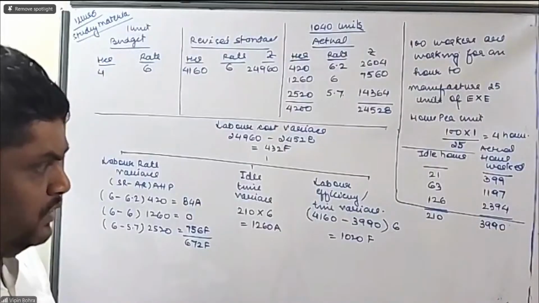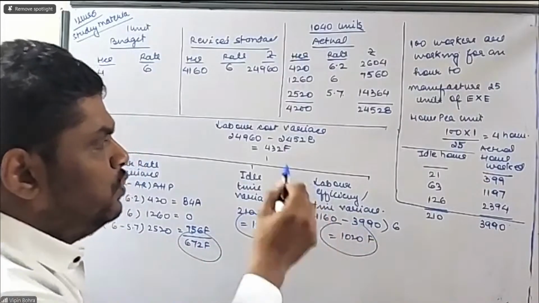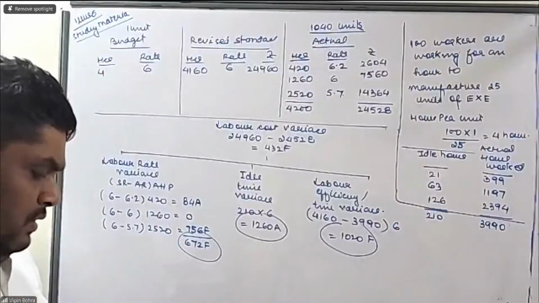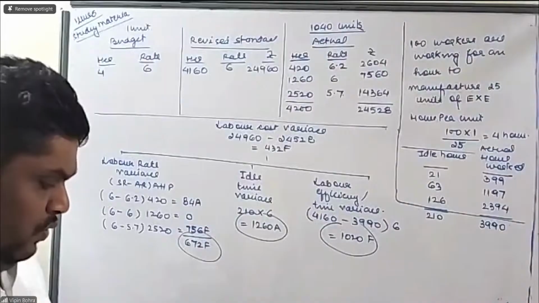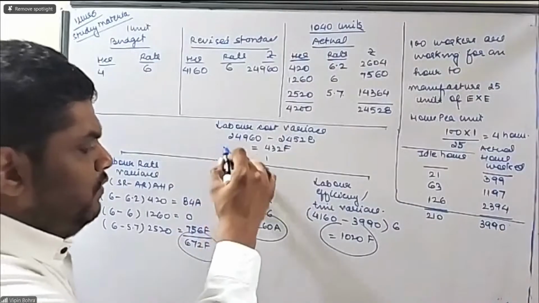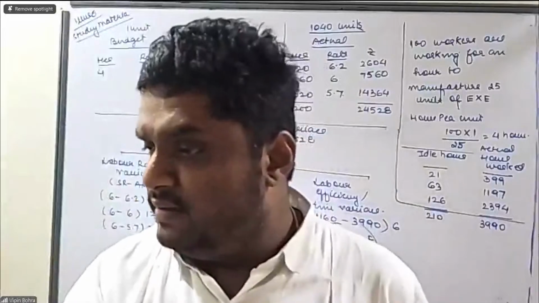So 1020. Let's calculate the total also of these three to cross verify the things. So 672, 1020 minus 1260, so 432 favorable tallies. Sorry, I wrote it by mistake.